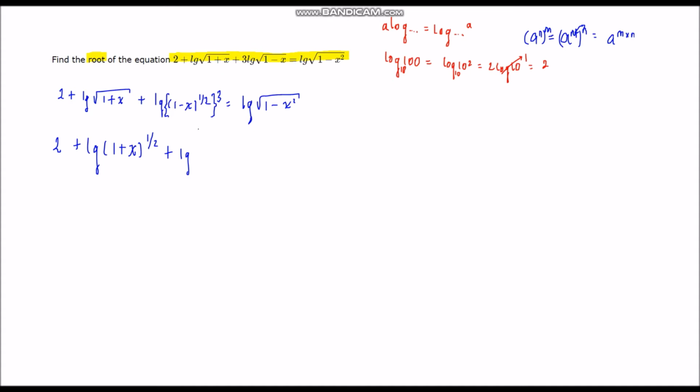So this is going to be 1 minus x power 3/2. So we're multiplying the 3 into half. So 3/2 equal to log of 1 minus x squared power half. And by our rule, since this is plus, this expression plus this expression becomes log of this times this.